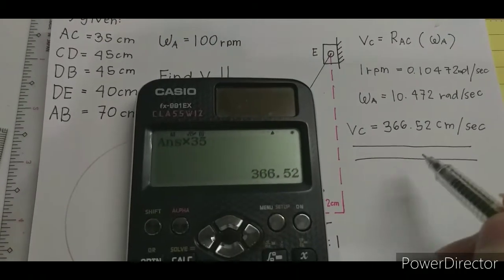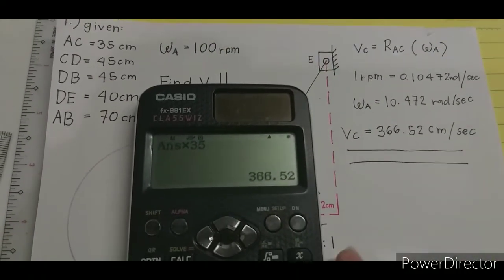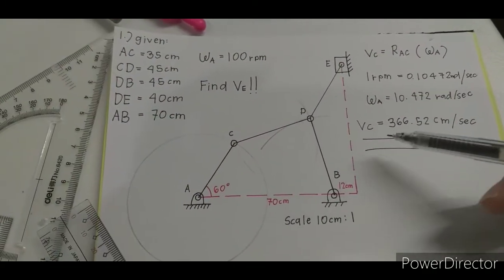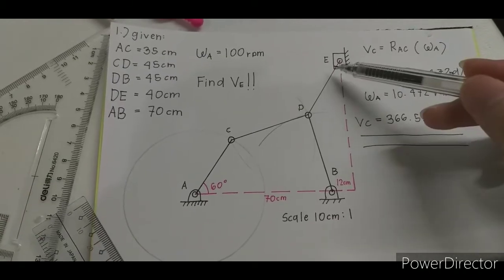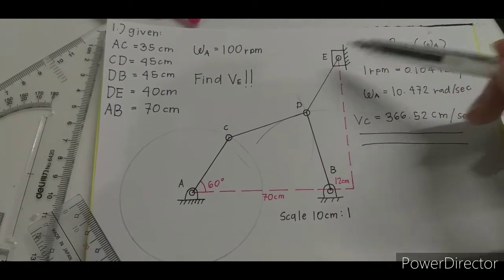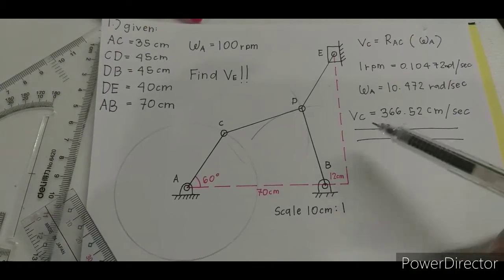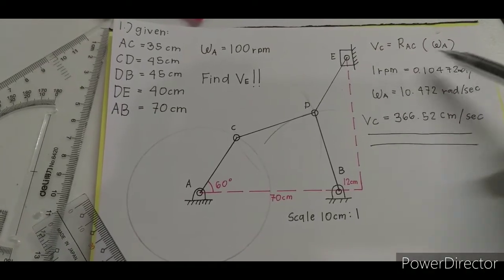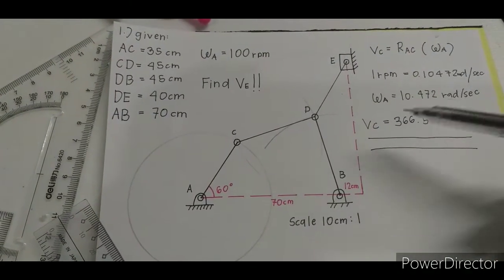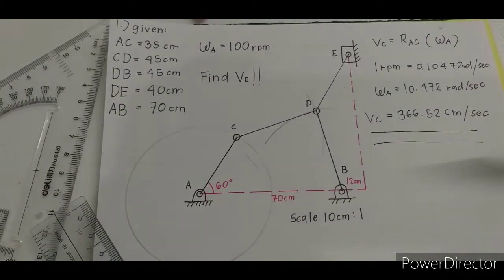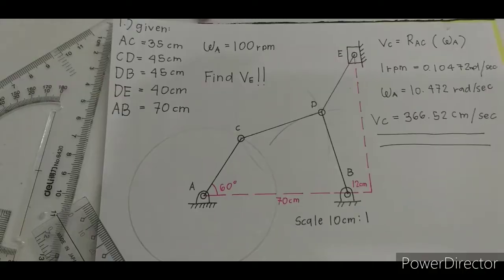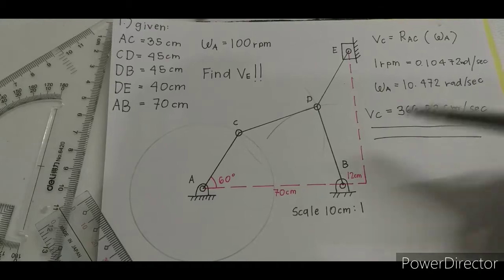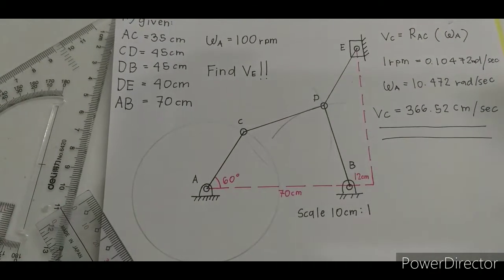This is a very important and key point in solving for the instantaneous velocity at E. The reason why we want to find the velocity of C first in order to find the instantaneous velocity at E is because the velocity at C is the only velocity value that we can find using this formula. The rest of the velocities in this mechanism at the different joints must be found either through graphical method or another method. But for today, we're going to use graphical method.